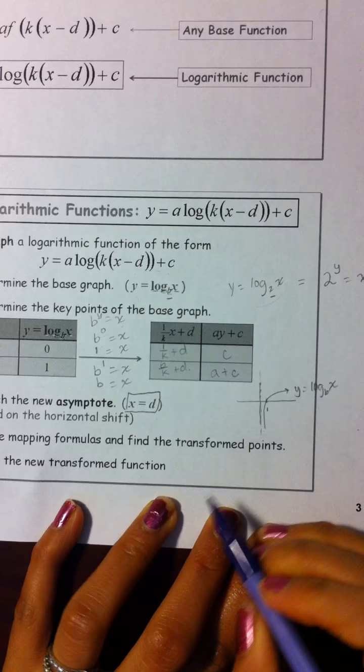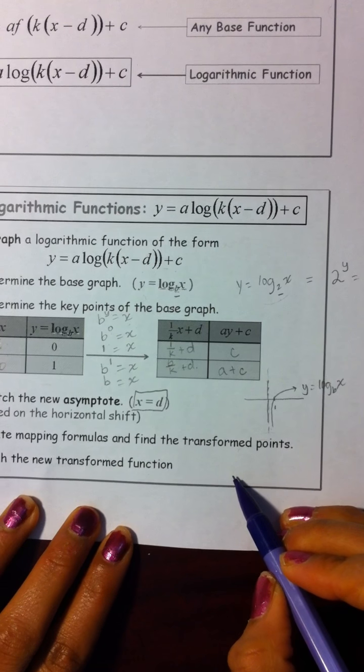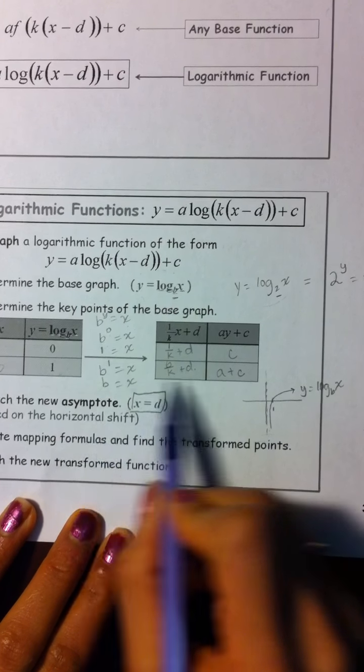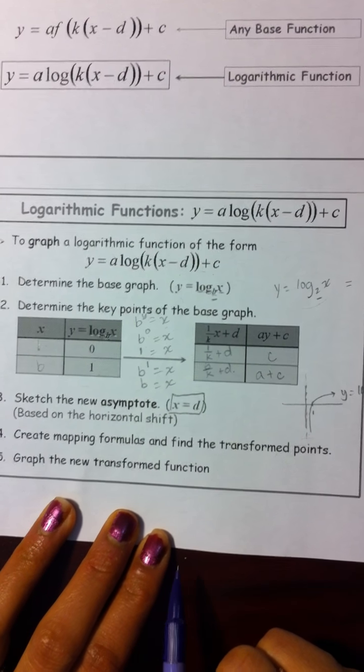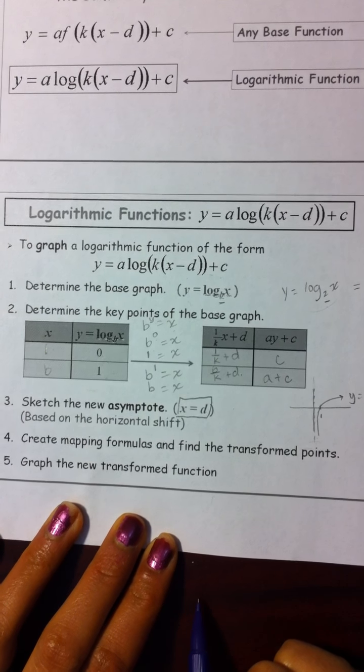And the fourth point that I have here is create mapping formulas and find transformed points, essentially what we just did in number 2 right now, and then we're going to graph the new transformed function.